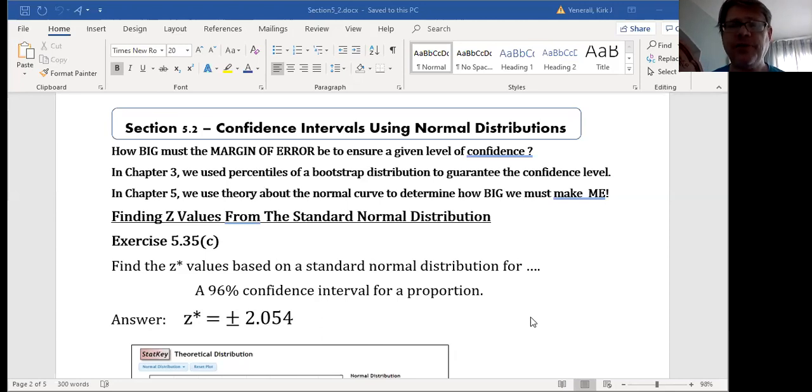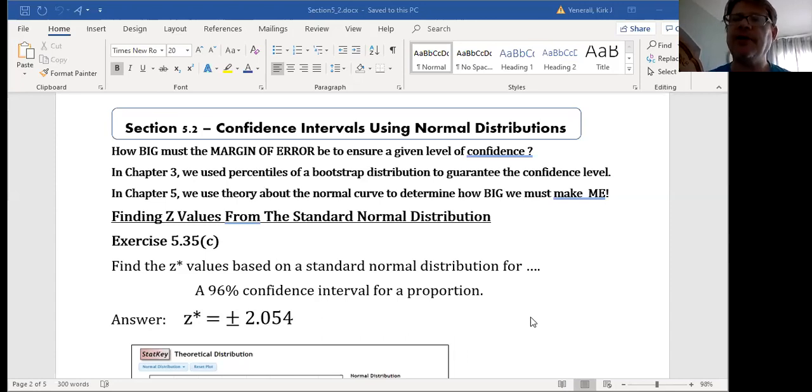In section 5.2, we're going to again return to the normal curve and talk about how we can use theory about the normal curve to help construct confidence intervals for unknown population parameters. Now, you may recall we've talked about confidence intervals before in chapter 3. In chapter 3, we used the theory of bootstrap distributions, and we took a look at how we could use percentiles of bootstrap distributions as the lower and the upper limits for confidence intervals for population parameters. That's one very fine approach that makes use of the power of modern high-speed computing.